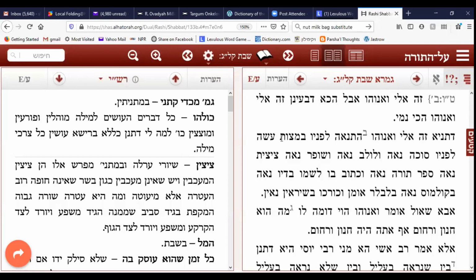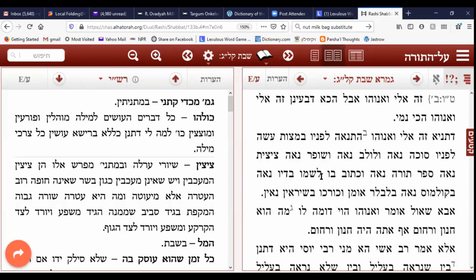For example, aseh lefanav sukkah na'ah. Make before him a beautiful sukkah. Lulav na'eh. Get a beautiful lulav, meaning beautiful adam. Shofar na'eh. You should have a beautiful shofar when you blow shofar. Tzitzit na'eh. You should have a beautiful garment with beautiful tzitzit. Sefer Torah na'eh. You should have a beautiful Sefer Torah.